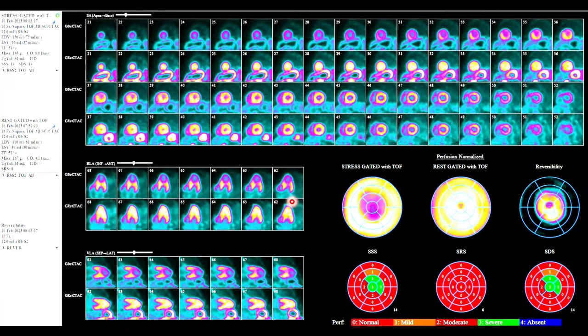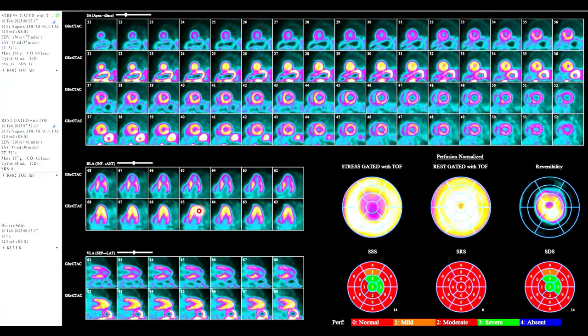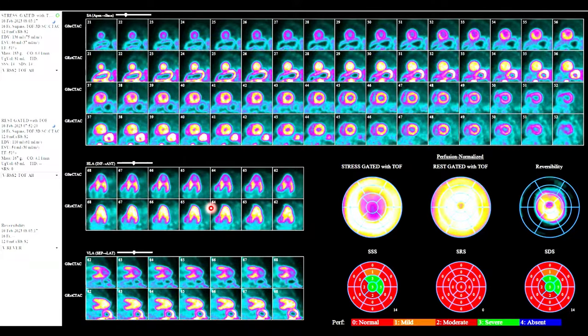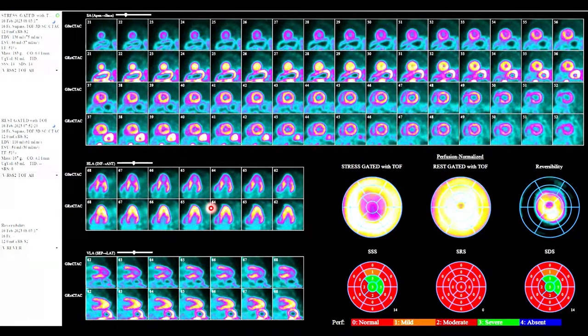These are the gated images, and on peak stress we can see that the mid to distal segments thin out. They're essentially akinetic. The bases are thick and contracting. The EF essentially doesn't augment. It was 51 at stress and rest. If you've protocoled and processed these images perfectly, we expect the EF to augment at least 5%, and that took me off a little bit.